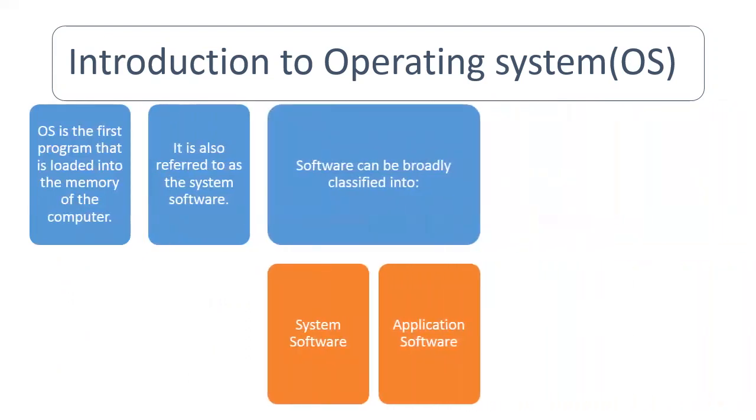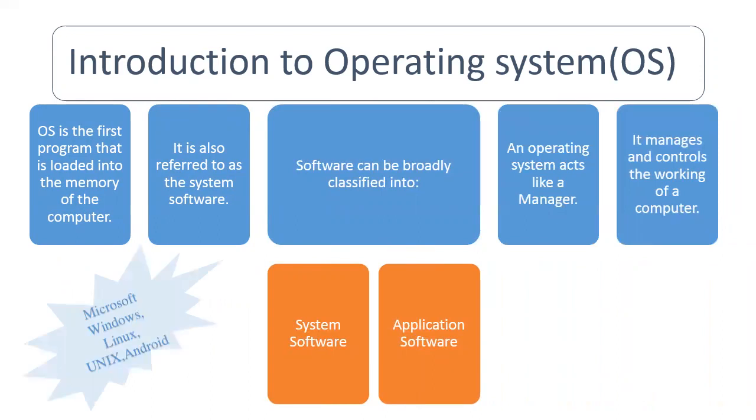Operating system is the first program that is loaded into the memory of the computer. When the computer is turned on, operating system brings life to it. It is also referred to as the system software. The operating system is the most important program of the computer. It runs the computer system. Every computer must have an operating system to work and run other programs. It acts as interface between the user and the hardware.